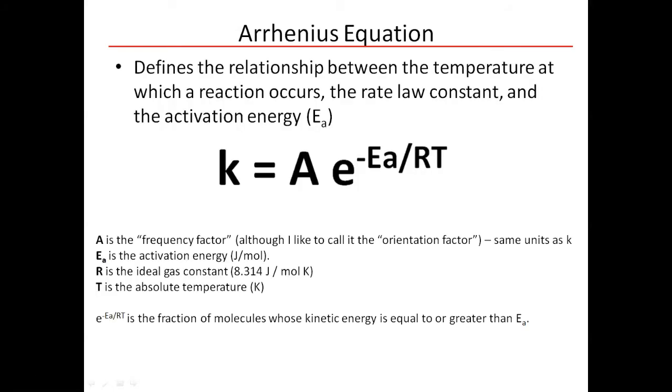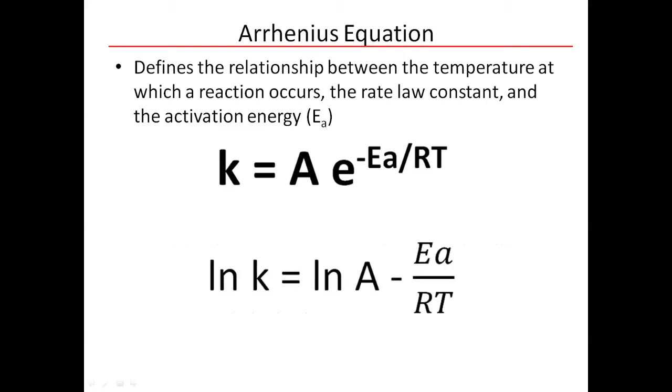Now, this relationship was described by Arrhenius, and what he said was that my rate law constant K is equal to some frequency factor A times e to the negative EA, which is my activation energy, over R, my ideal gas law constant, times the temperature. Now my temperature has to be in Kelvin, and my ideal gas law constant has different units, but it's still the same value. One of the things that this equation shows us is the fraction of molecules with sufficient energy for an effective collision.